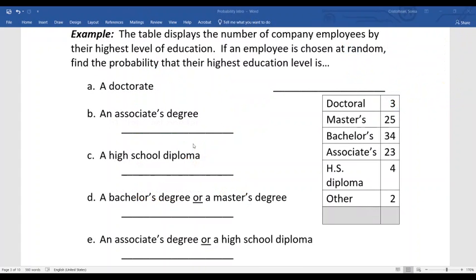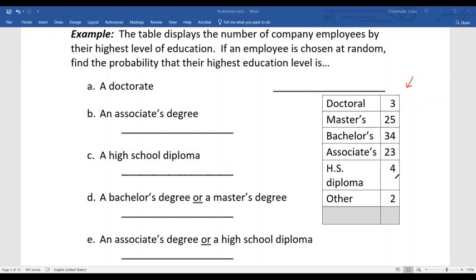Here is another example. The table displays the number of company employees by their highest level of education. If an employee is chosen at random, find the probability that their highest education level is a doctorate. And then all these other questions, we will start with a doctorate. Now, as you look at this problem, you should recognize that right here we have a table in which we have all this information recorded, which means at this point we are dealing with empirical probability, because not all of these outcomes are equally likely.